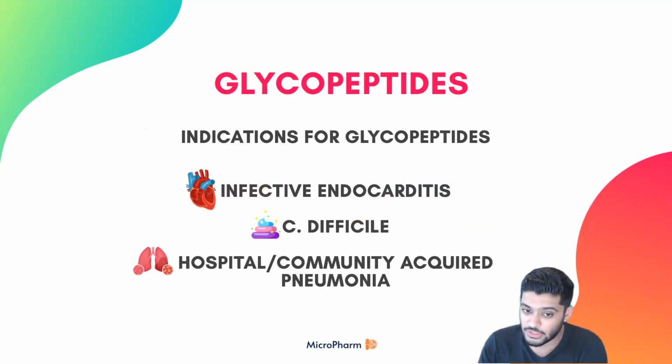Yep. So infective endocarditis, like I mentioned before, and C. difficile, which we mentioned, where it's used orally for the treatment. And glycopeptides can be used for hospital or community-acquired pneumonia. If you're using glycopeptides for C. difficile, the main glycopeptide you're going to be using in accordance with guidelines is vancomycin. You're going to be giving the vancomycin orally.